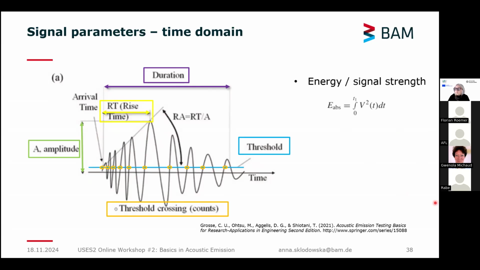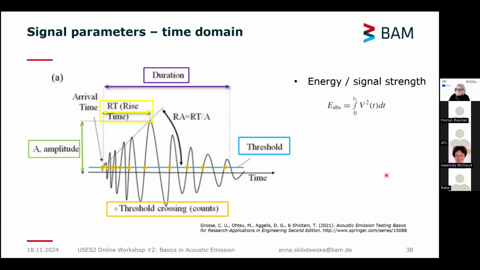Another parameter that we use is energy, or the signal strength. The definition of this differs between acoustic emission system suppliers, but generally it's defined as the area under the rectified signal envelope. And the energy is preferred to interpret the magnitude of the source event over counts because it's sensitive both to the amplitude and the duration, and it's less dependent on the voltage threshold that we use or operating frequencies.